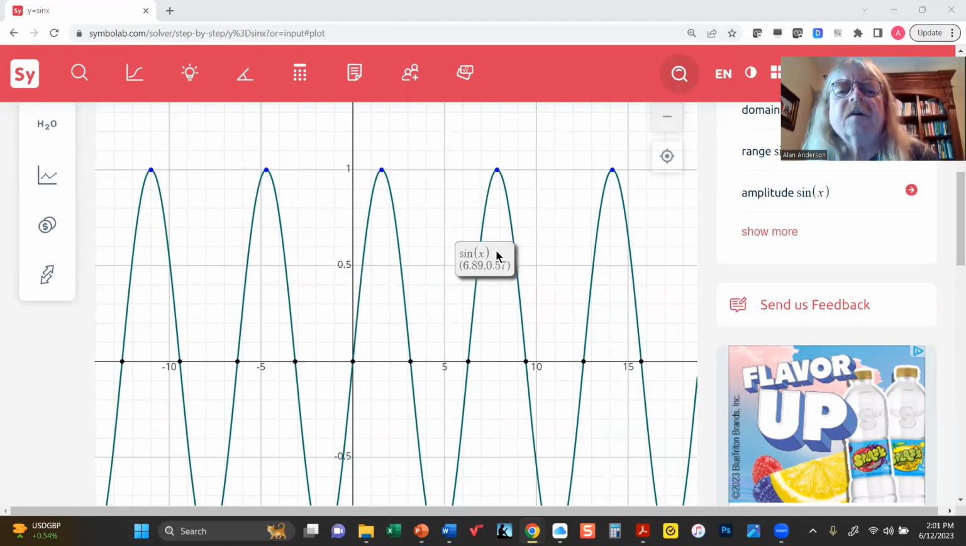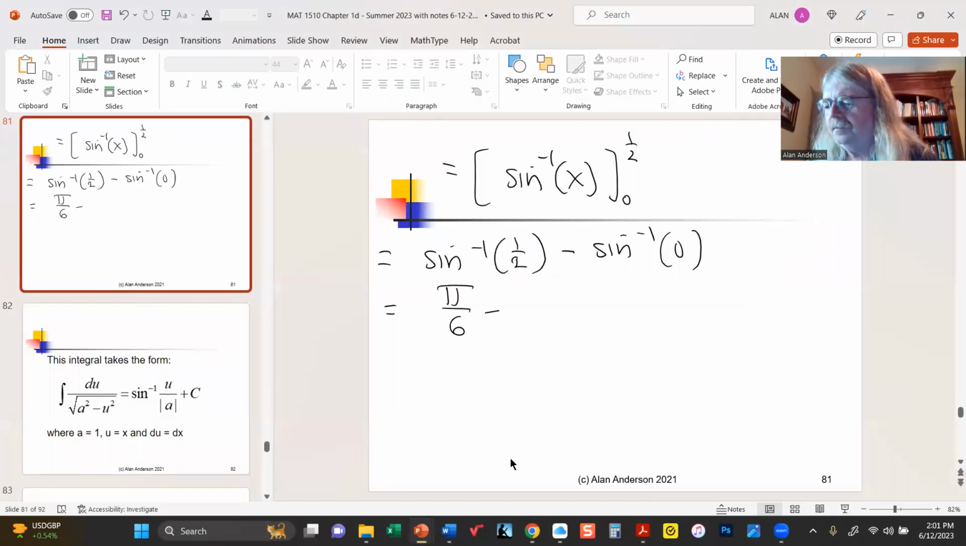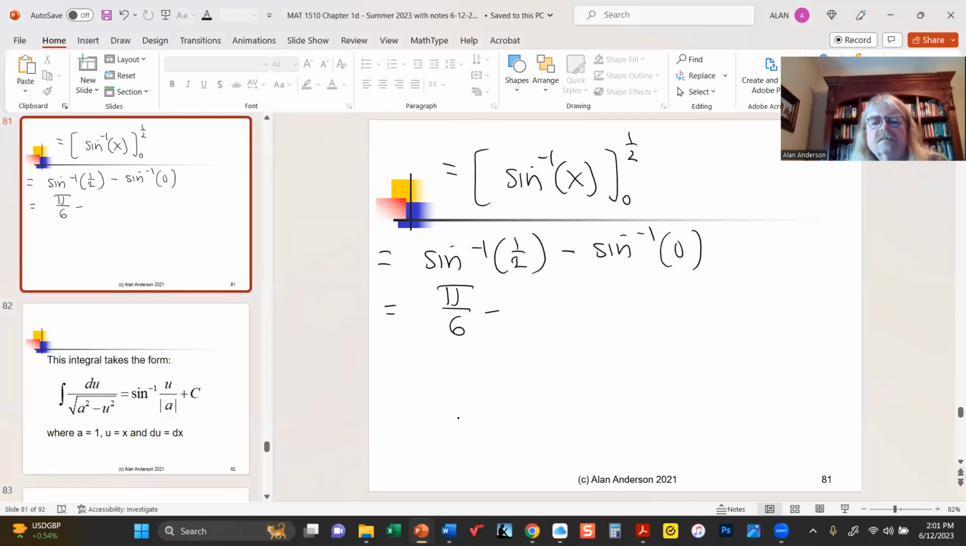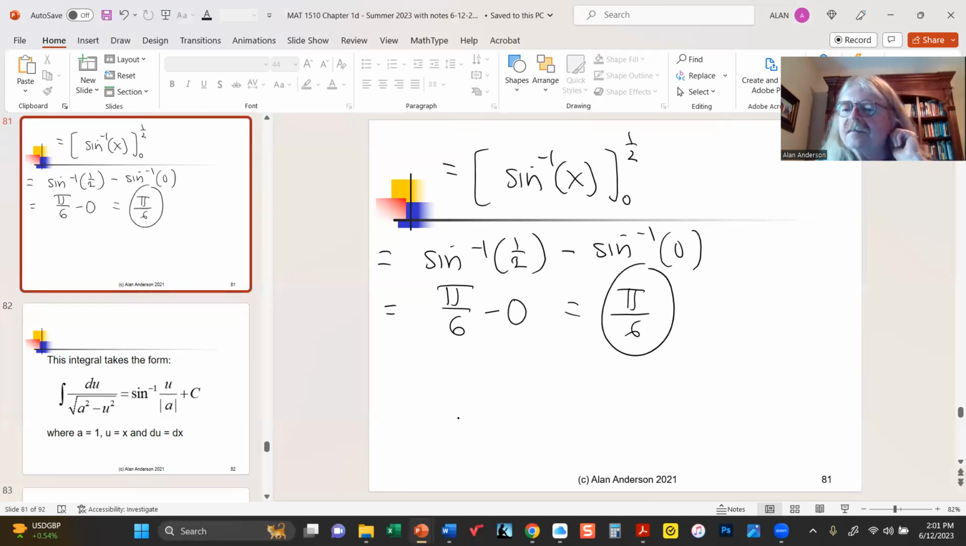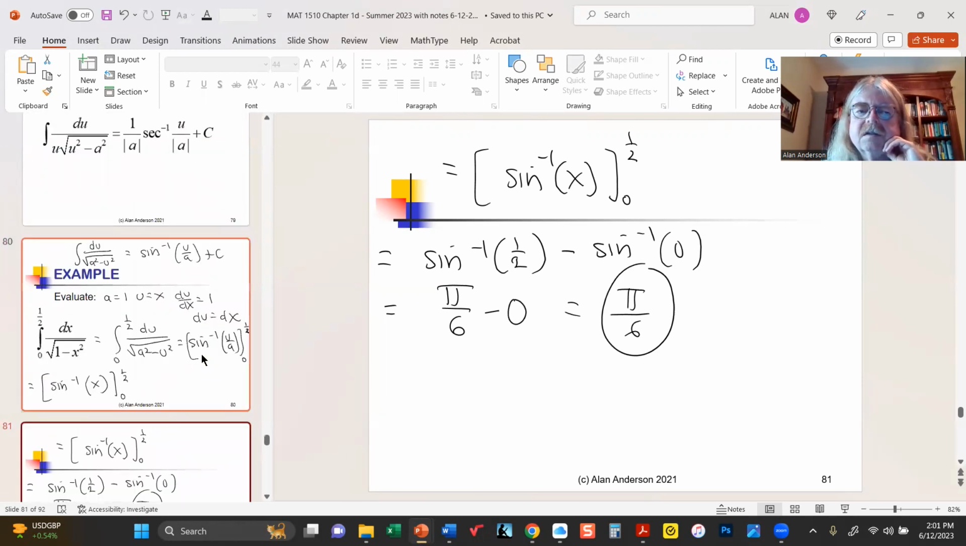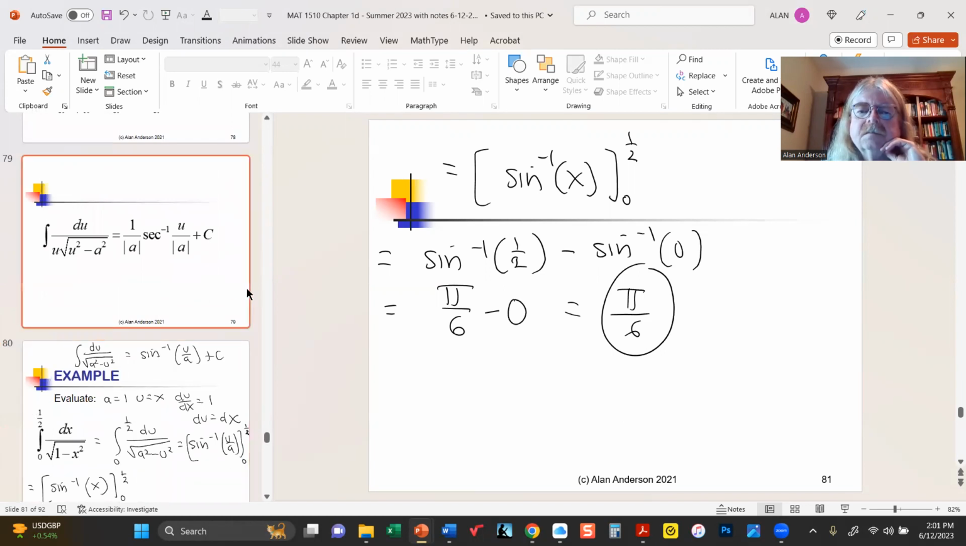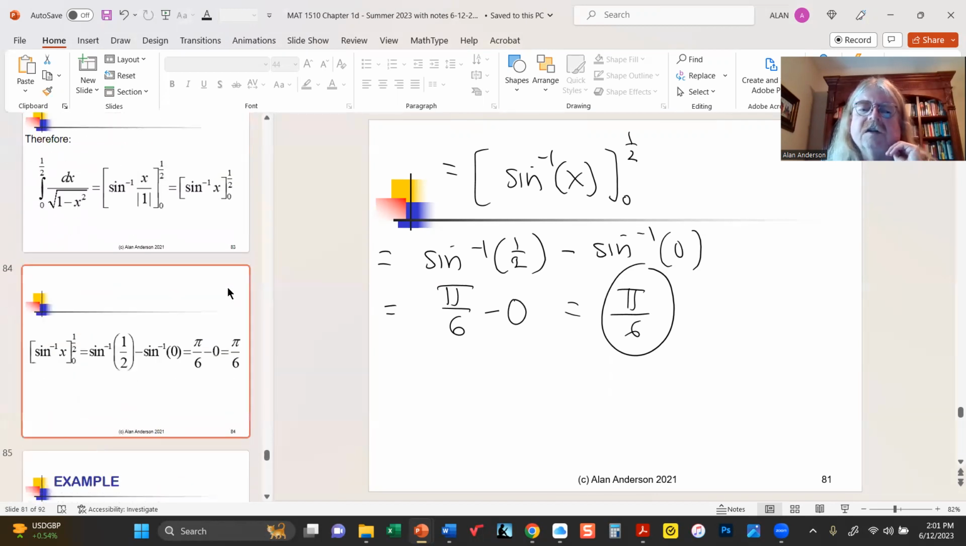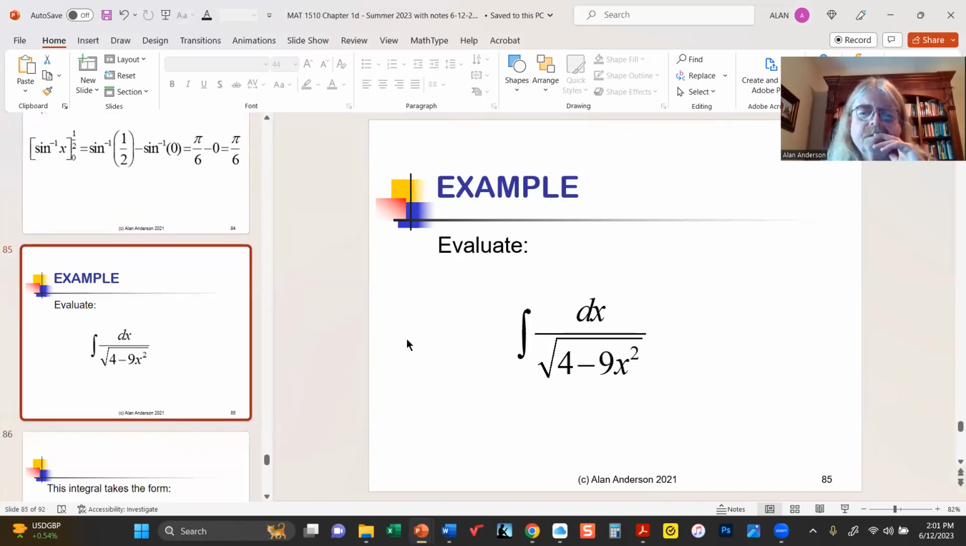Okay, so that confirms that what we've done is correct. So our arc sine of 0 is 0, and we have pi over 6. That, at long last, is our final answer. Let's go back. Yeah, so we don't need a constant. And so that's our final result. Very good. Now, what about this one?